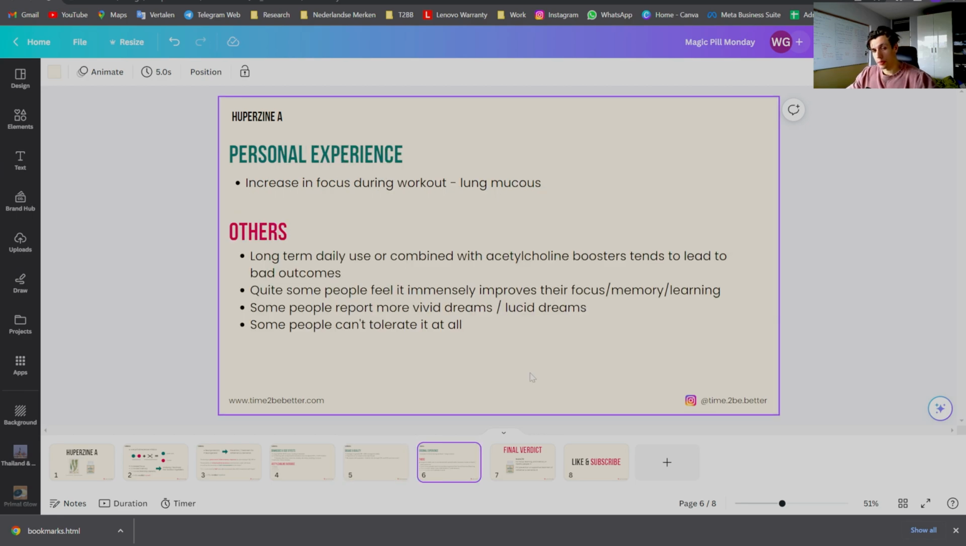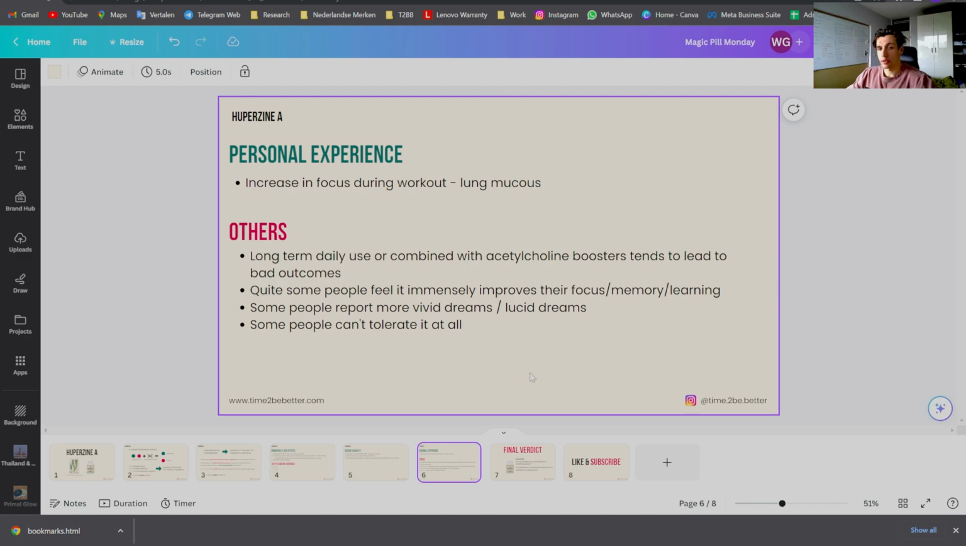So for personal experience, I have taken Huperzine A as part of a pre-workout supplement. And I did feel that every time I took that supplement, I had increased focus during the workout. And I didn't have that increased focus when I did not take the supplement. So it seems to be working for me.